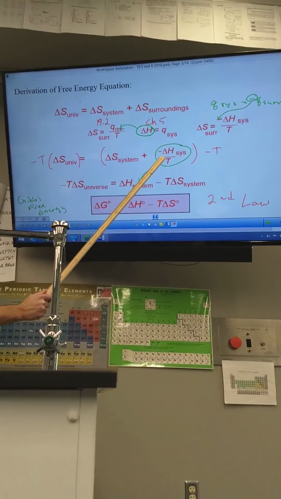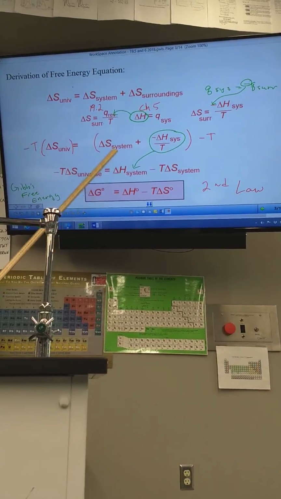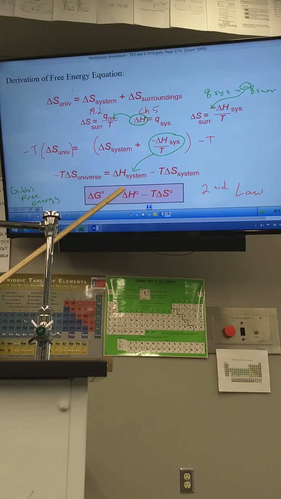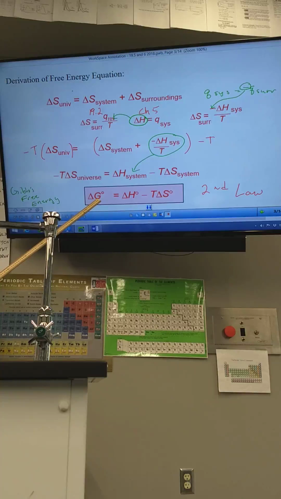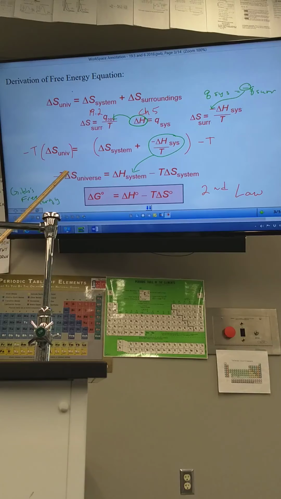Equations from previous parts of the book, and we went through and derived. You don't know how to derive this, so I'm not going to go back through that again. It's in your book. But this is what we end up with. We got this quantity, delta G. That's the abbreviation for Gibbs free energy. What is free energy? It's the change in the entropy of the universe times negative T.